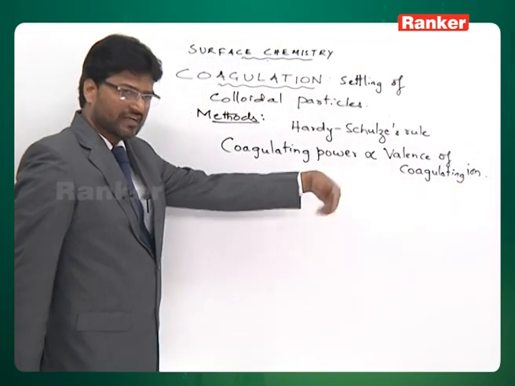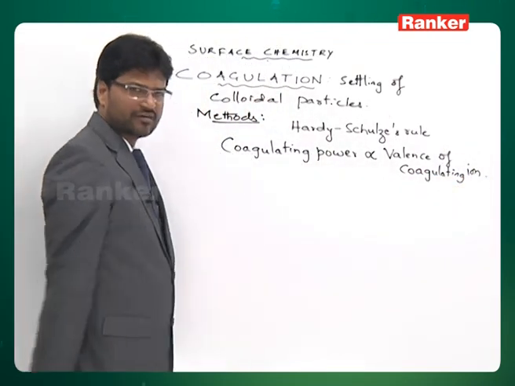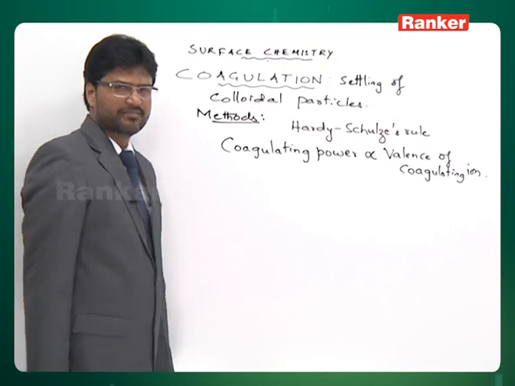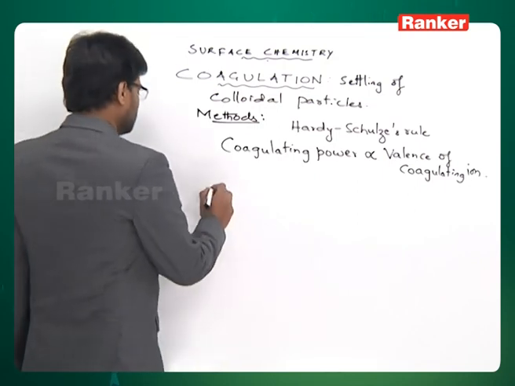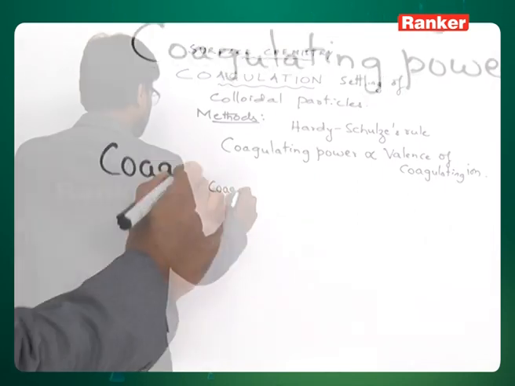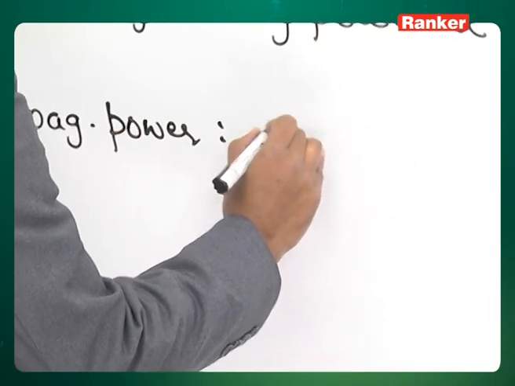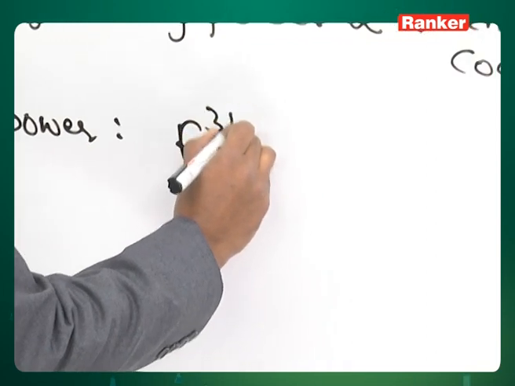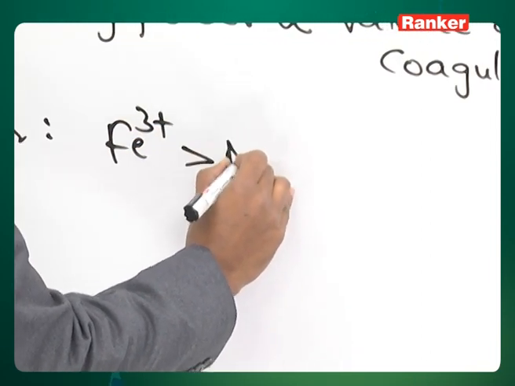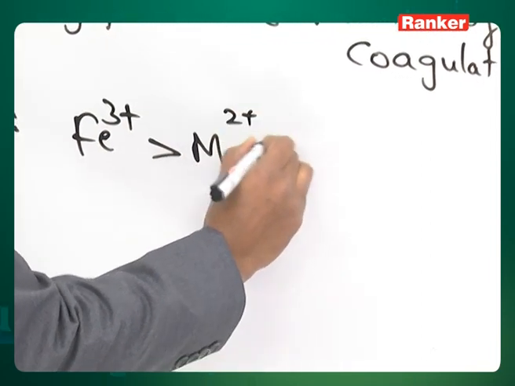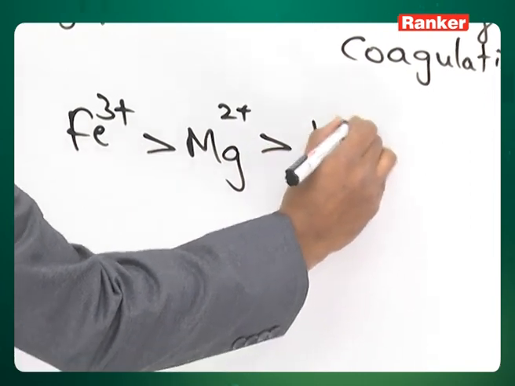That means as the magnitude of charge on the coagulating ion increases, its coagulating power increases. Look at these examples. Coagulating power for cations is Fe3+ greater than Mg2+ greater than Ag+.